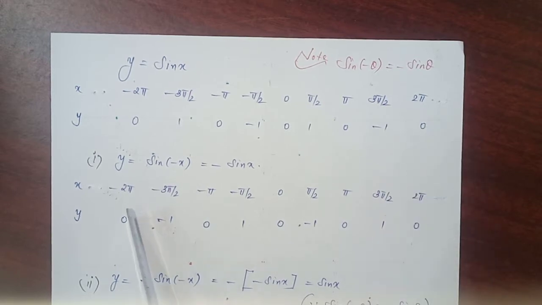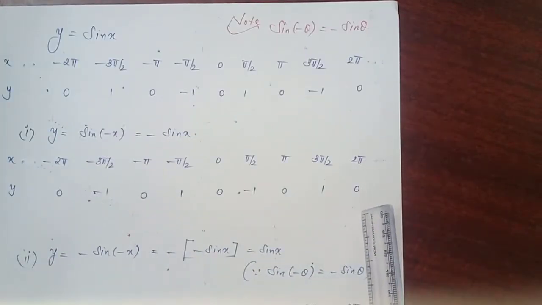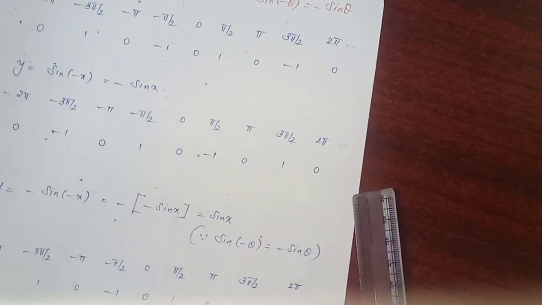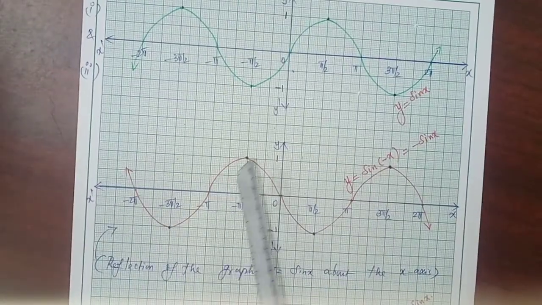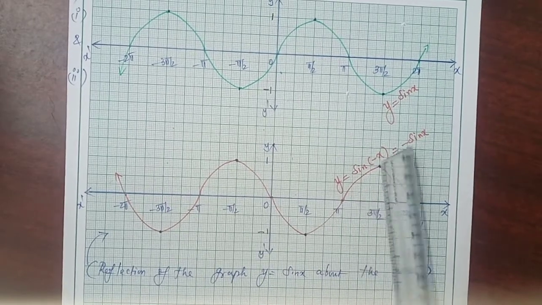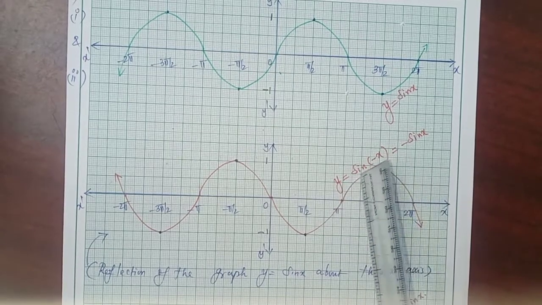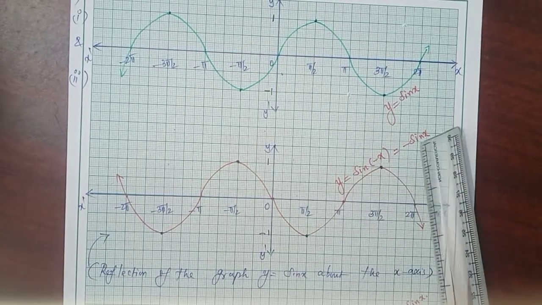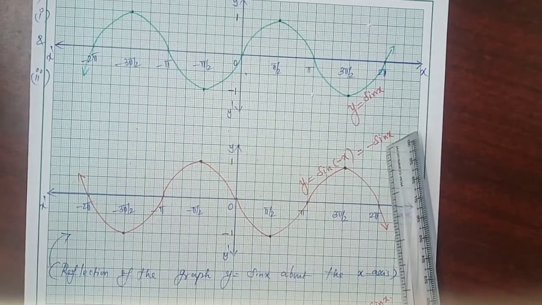Now you can plot all the points: minus 2 pi comma 0, minus 3 pi by 2, minus 1, etc. up to 2 pi comma 0. Here it is. Have plotted all the points, 1, 2, 3, 4, 5, 6, 7, 8 and 9. This is a curve y = sin(-x). Sin(-x) = -sin x. This is y = sin x. This is y = -sin x. Already I have told about that concept of reflection.